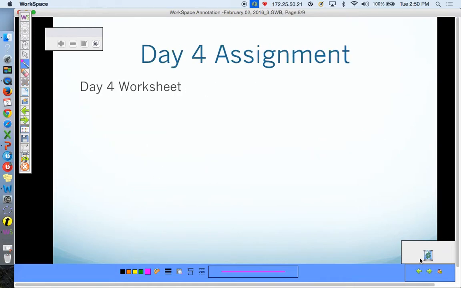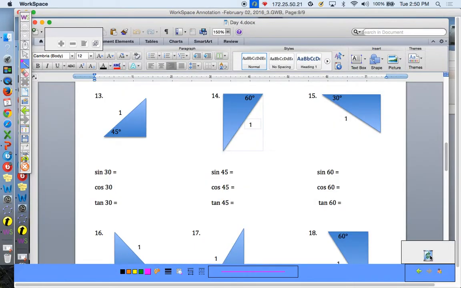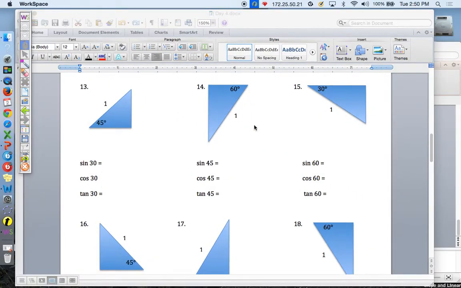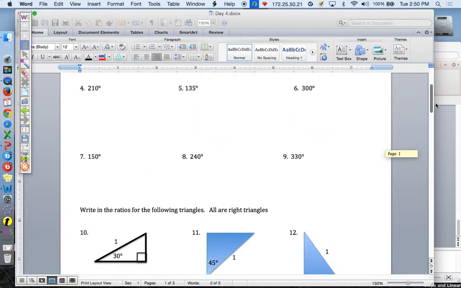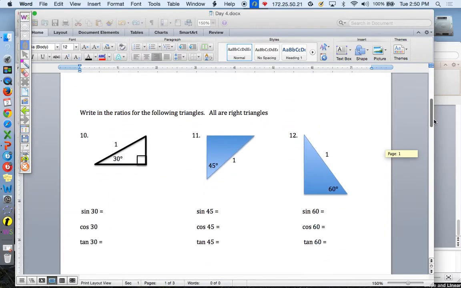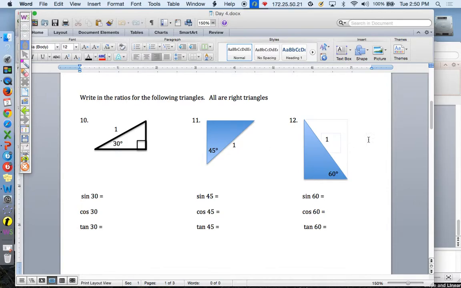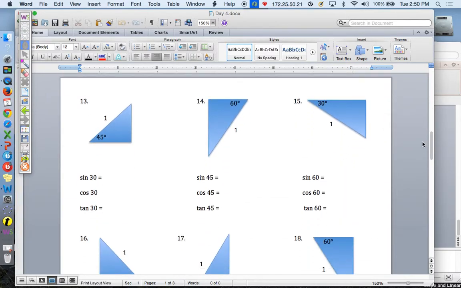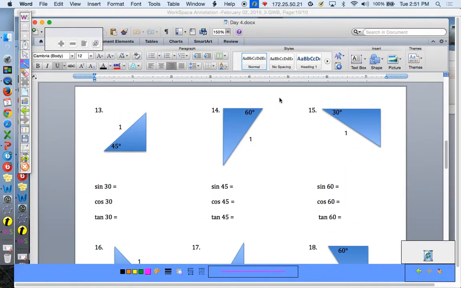Now for your assignment, I made some mistakes here, quite a few actually, I apologize. This first page, you're just going to be finding reference angles. And this first page is good, but if you flip to the second page, I messed up on every single one. I was cut and pasting happy.